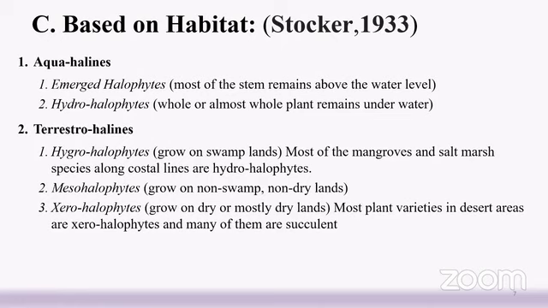The second is terrestrial halophytes, like hygrohalophytes. They grow on the swamplands near the coast. The marshy and swamplands are there. Due to the coast water, the sea water, the salt concentration is higher at this place. So most of the mangroves and salt marsh species along coastal lines are hygrohalophytes. Second are mesohalophytes. They grow on non-swamp, non-dry lands. And third are xerohalophytes. They grow on dry and mostly dry lands. Most plants in desert areas are xerohalophytes, and many of them are succulents. So normally, in field conditions, normal plants growing come under the category of mesohalophytes.